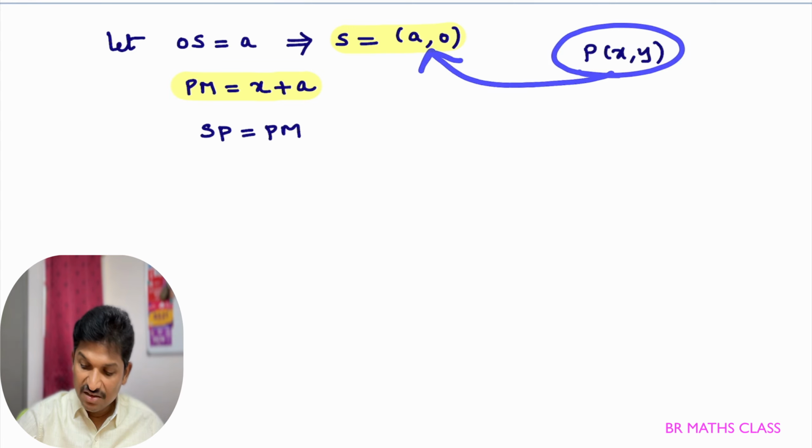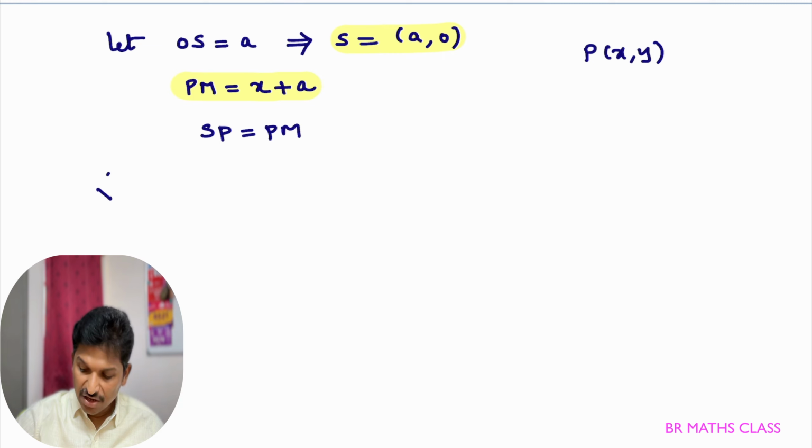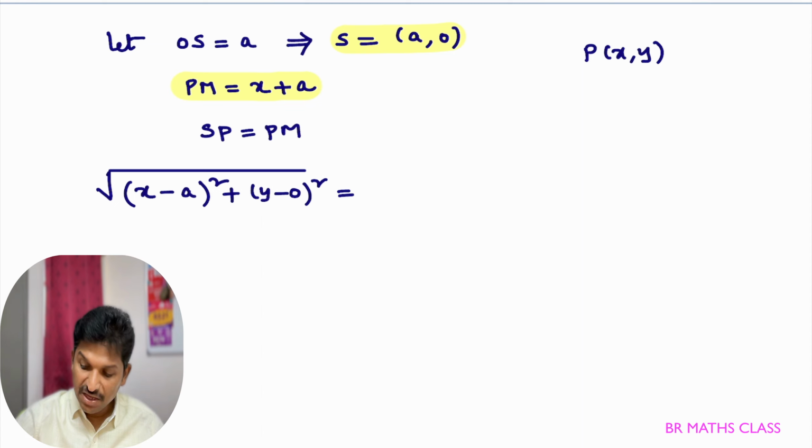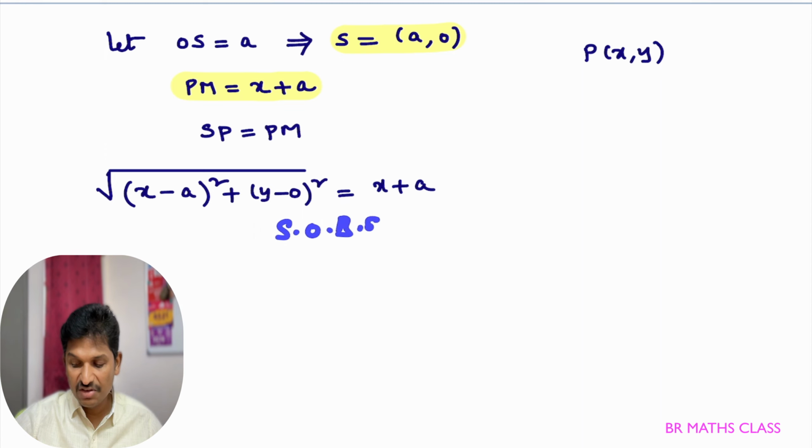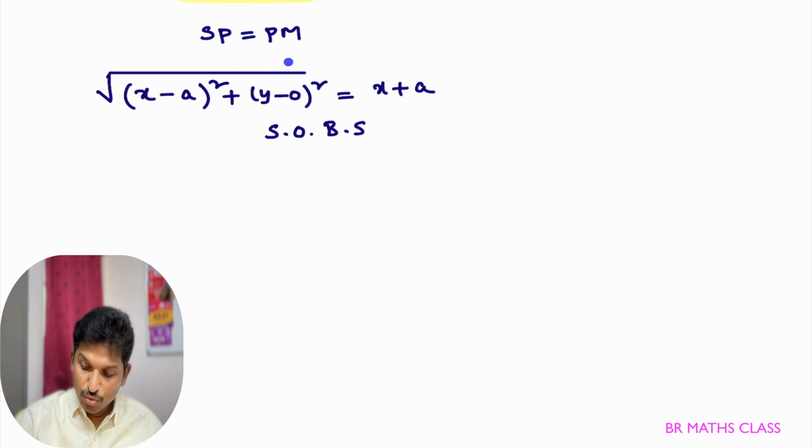Calculate SP, the distance between the points. Using the distance formula, SP is the square root of (x minus a) whole square plus (y minus 0) whole square, equal to PM. What is PM? PM is x plus a. To simplify this further, a square root is there. To avoid this square root, I'll square on both sides. When you square on both sides, the root gets cancelled and on the right side you will get a square.